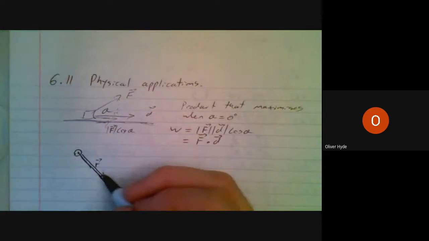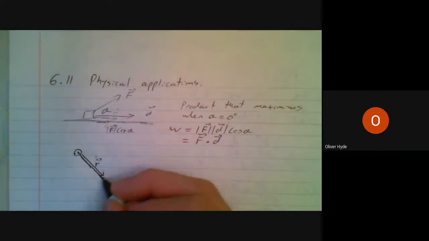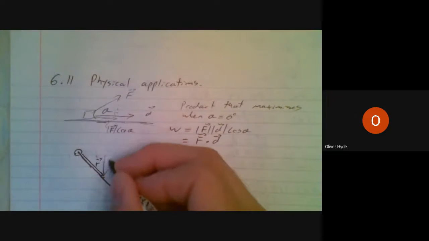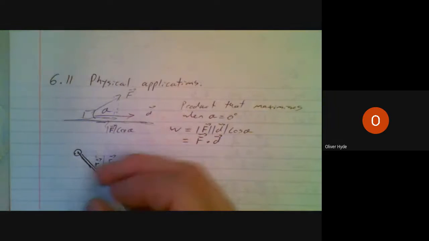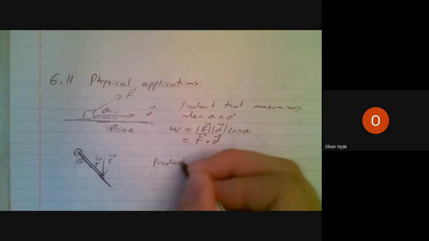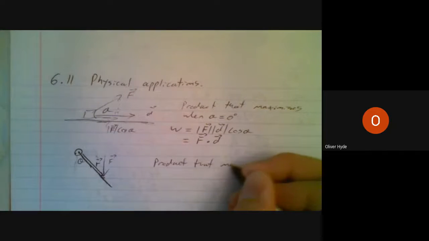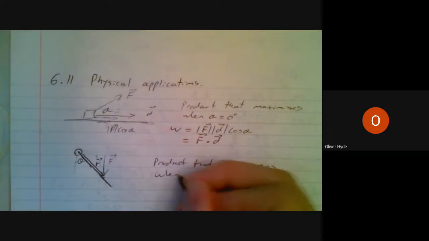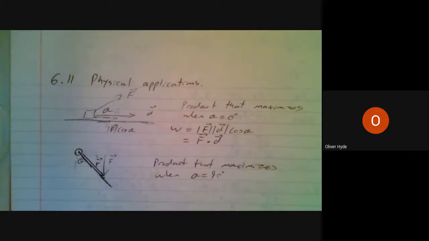Intuitively, we know that you don't push on a door in this direction to try to maximize the rotation. You would want to push on it perpendicularly. Let's pretend we can't do that. So here's our applied force right here, giving us still an angle of theta. Well, this means we would want a product that maximizes when theta is 90 degrees.